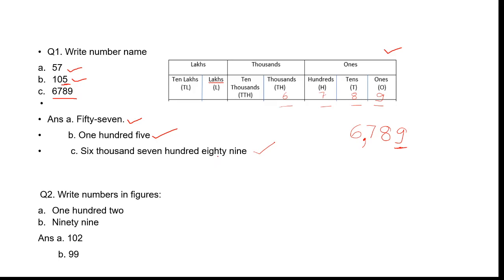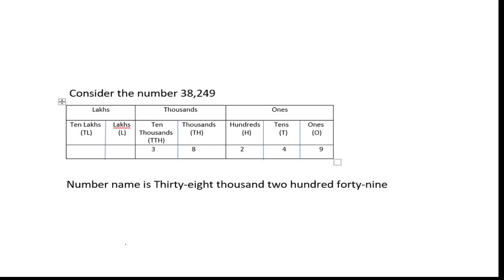Now here you have to write numbers in figures. Children, you can see here the first number name is 102. What we will do, children, you all know in 102 how many digits? 3 digits. So first we will make space in this way for 3 digits, and then we will write 102. So in this way you have to complete these questions. Here you can see I have written it in figures, and 99 you will write in this way. Moving to the next page.